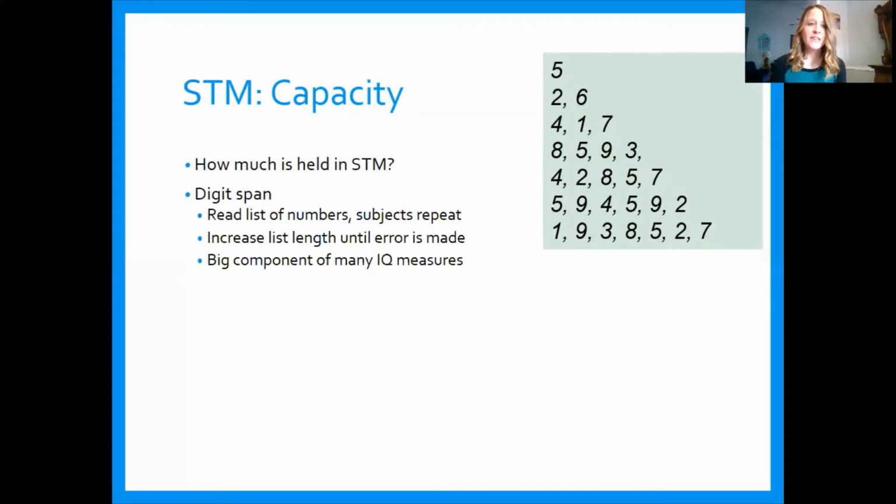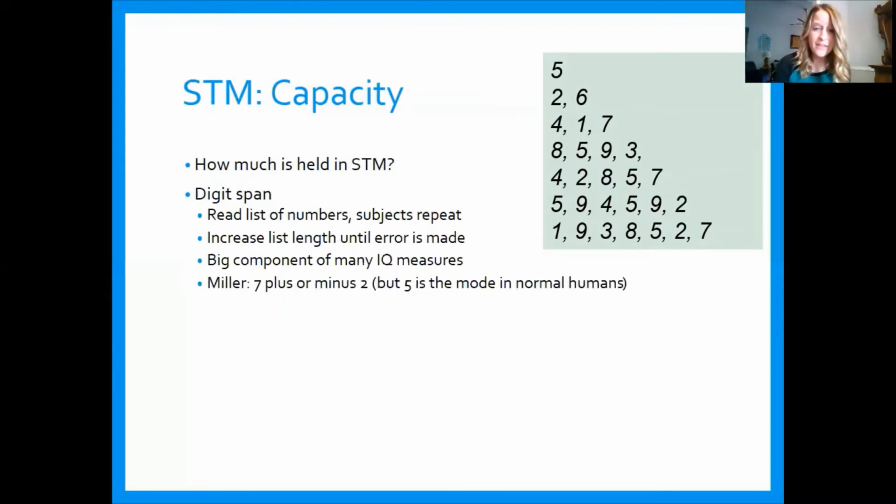I say 1, 9, 3, 8, 5, 2, 7. You're asked to repeat back to me 1, 9, 3, 8, 5, 2, 7. So this entire list of numbers in order as you heard them, right? Repeat them back to me. So the longest list that can be reliably repeated back by the participant is his or her digit span. And short-term memory capacity is typically around 7 digits.